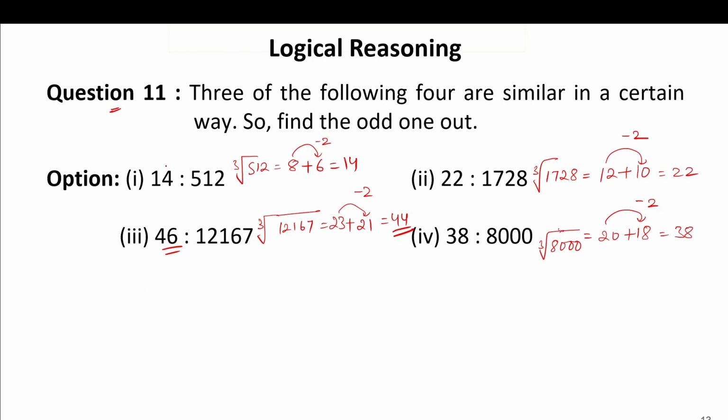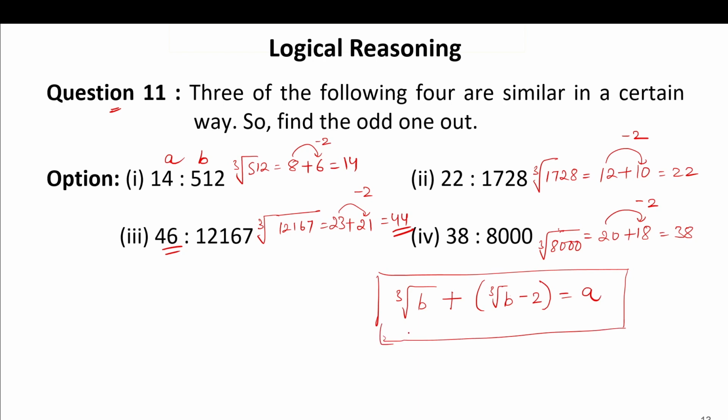So, what is the logic? Basically, if this is A, this is B. So, if I do cube root of B, okay, and then what I'm adding? I am basically adding cube root of B minus 2. Then I'm getting A. Correct? This is what I'm getting. So first I did cube root of B, 512, I got 8. Then I added cube root of B minus 2. So 8 minus 2, 6. And this gave me A.